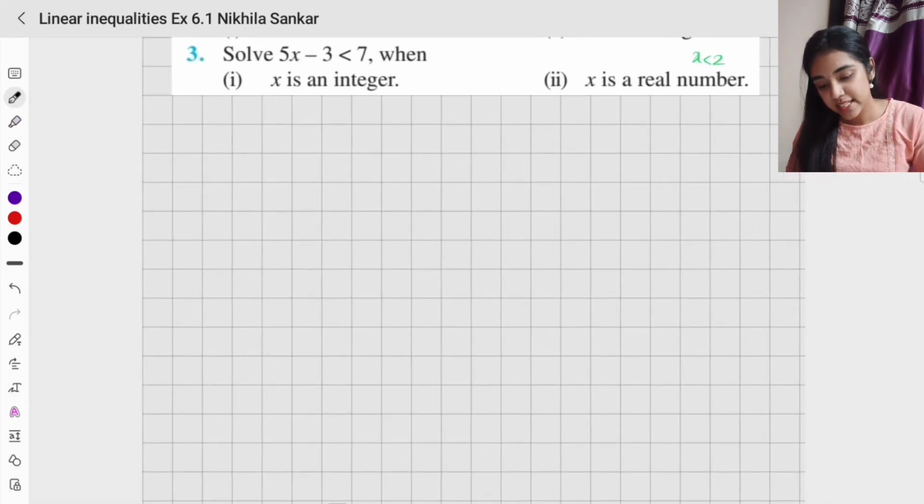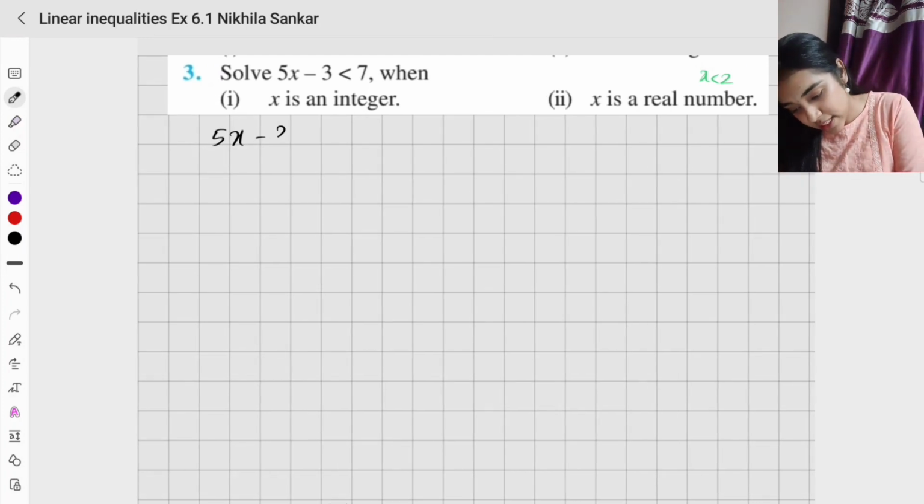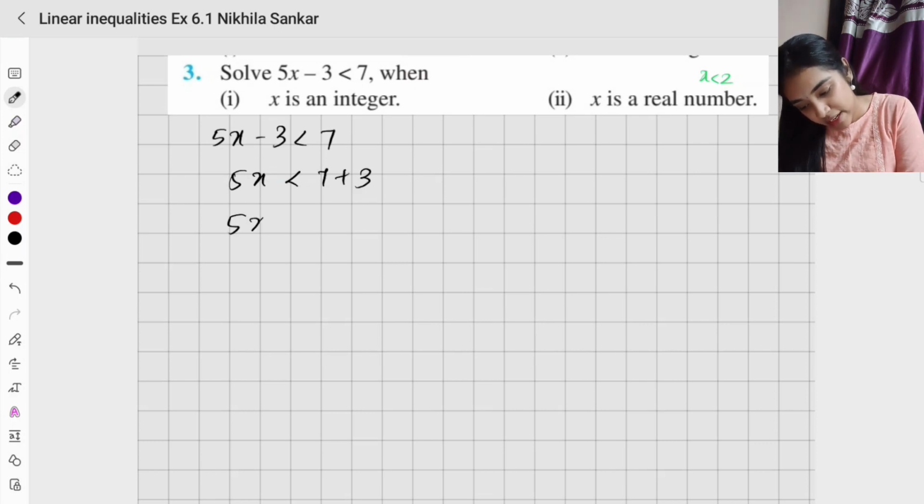Question number 3. x is an integer and x is a real number. Now, what are we going to do here? I'm going to solve 5x - 3 less than 7. 5x is less than 7 plus 3. 5x is less than 10. x is less than 2.